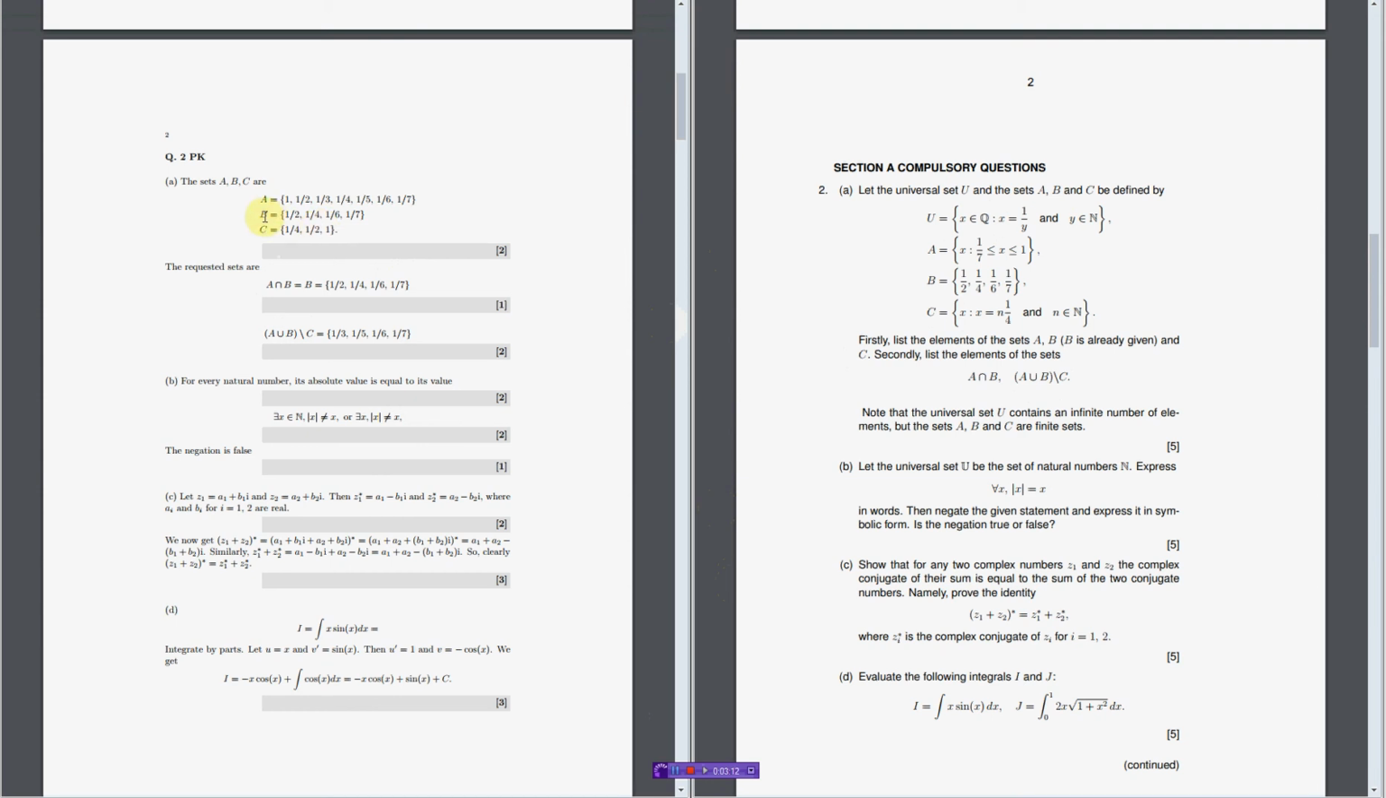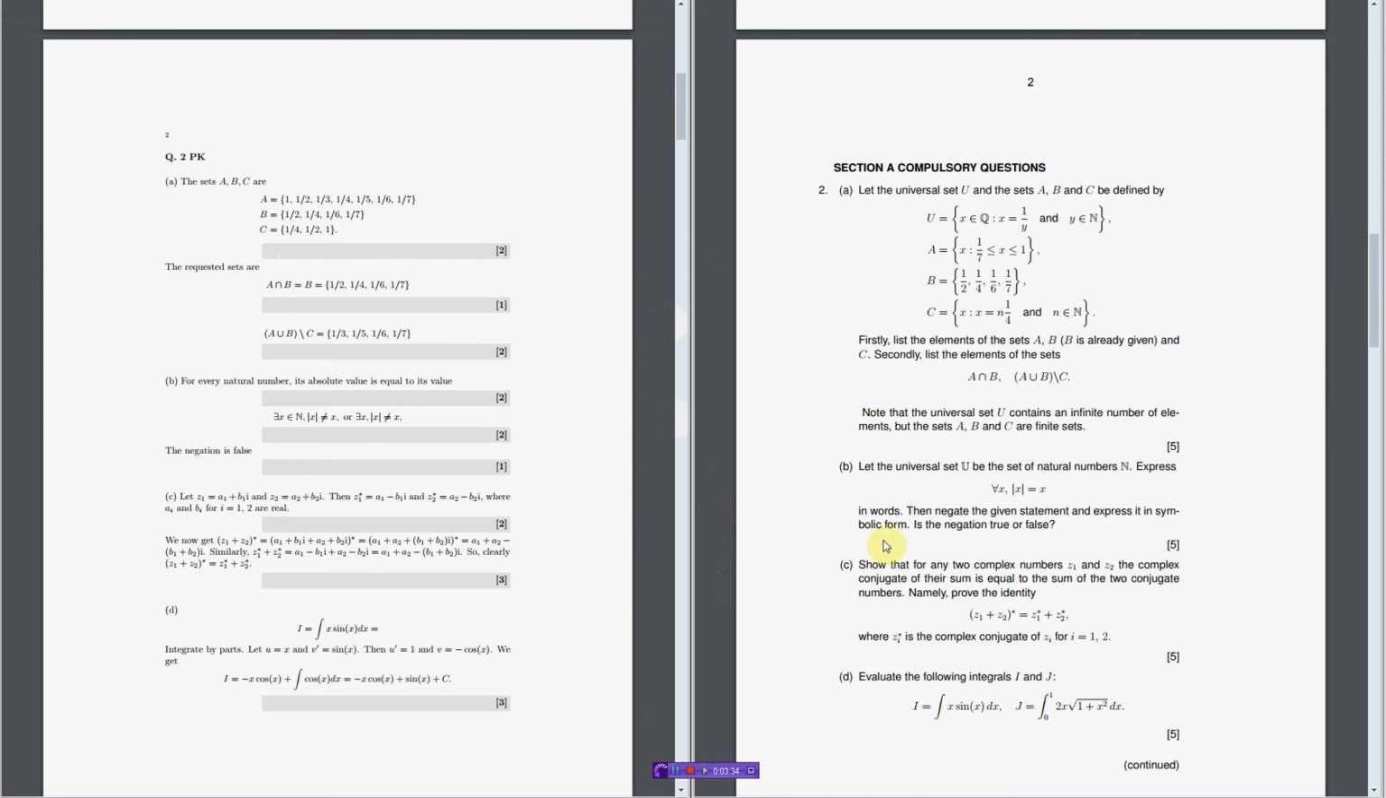Well, we've already seen that B is contained in A, so we can just focus on the elements listed here for A and just remove those that are listed in C. So we remove 1, 1/2, and 1/4, and we'll be left with 1/3, 1/5, 1/6, and 1/7. So those are the 4 elements of A union B less C.